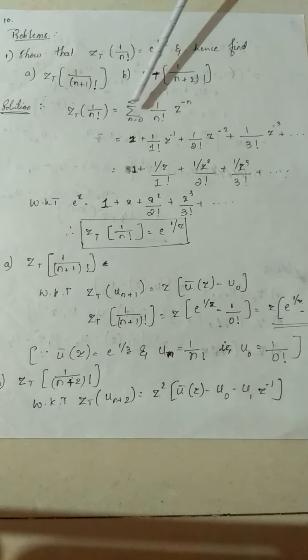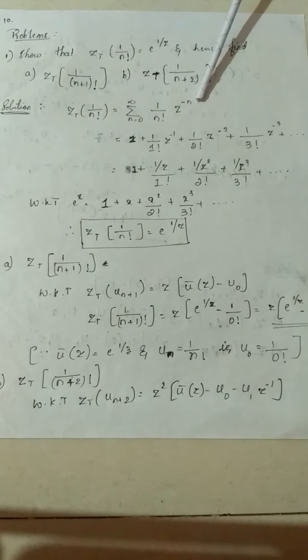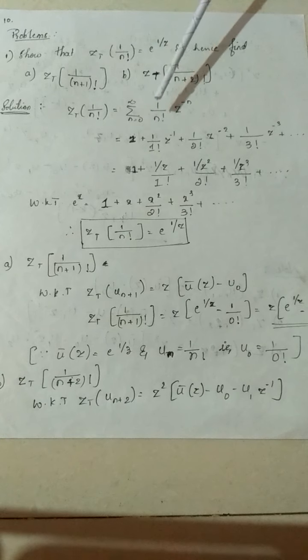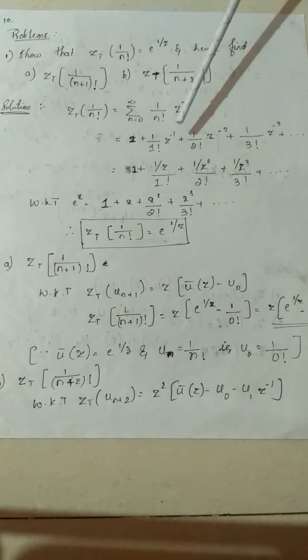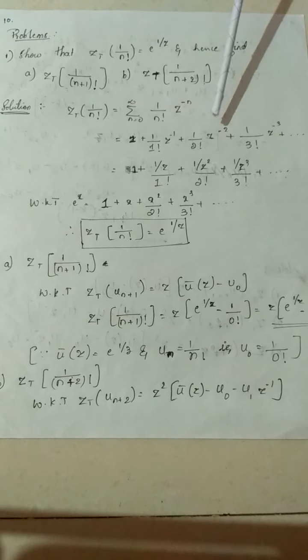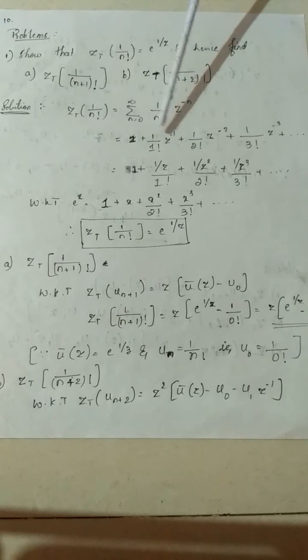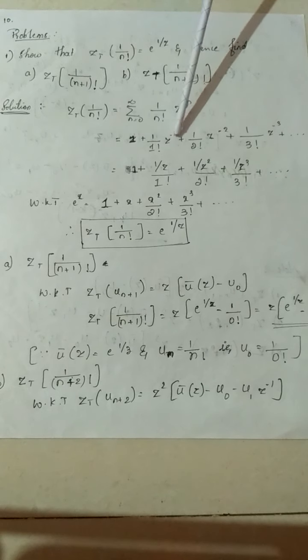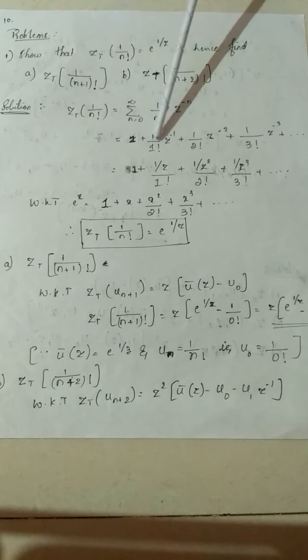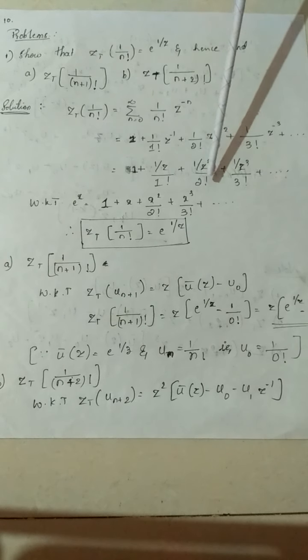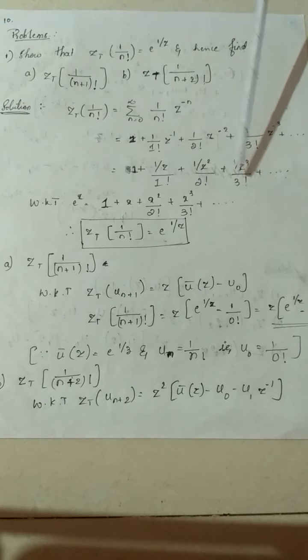So using the definition, summation n is equal to 0 to infinity, 1 by n factorial, z raised to minus n. Expand the summation. Put n is equal to 0, 1 by 0 factorial is 1. Put n is equal to 1, 1 by 1 factorial, z raised to minus 1. Then 1 by 2 factorial, z raised to minus 2, and so on. Here 1 as it is, then z raised to minus 1 is in the denominator, so 1 upon z upon 1 factorial. This is z raised to minus 2, that is 1 by z square upon 2 factorial, 1 by z cube upon 3 factorial.